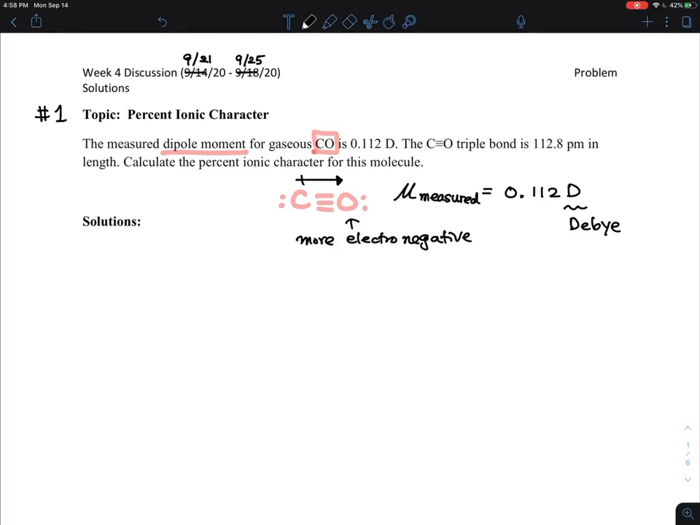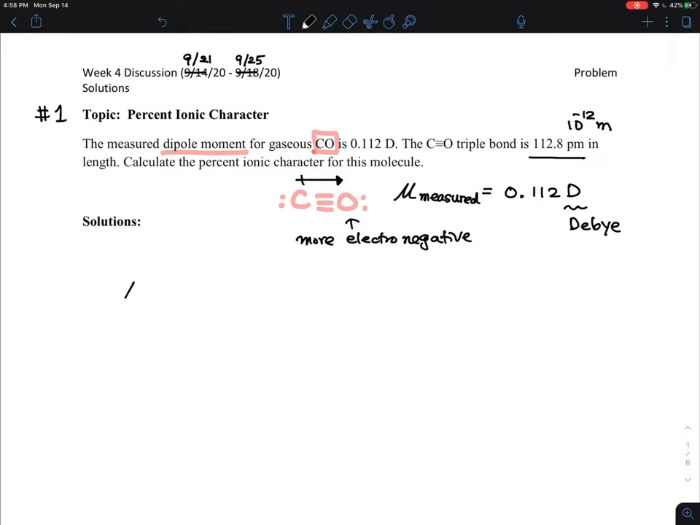D is the unit of Debye, named after a scientist who worked on various areas, including the polar bonding nature of this. The CO triple bond has a separation of 112.8 picometers, that's 10 to the minus 12 meter, in length. So calculate the percent ionic character.